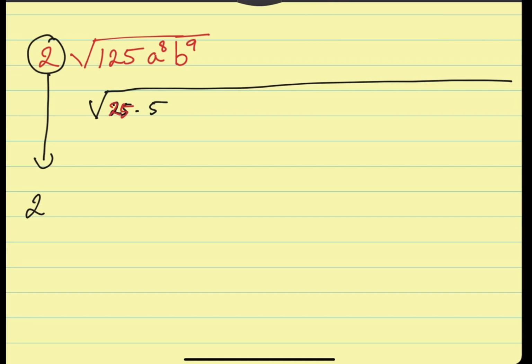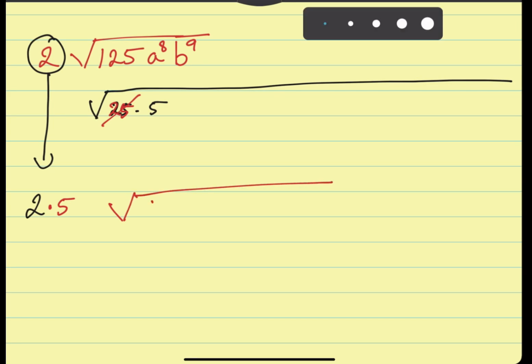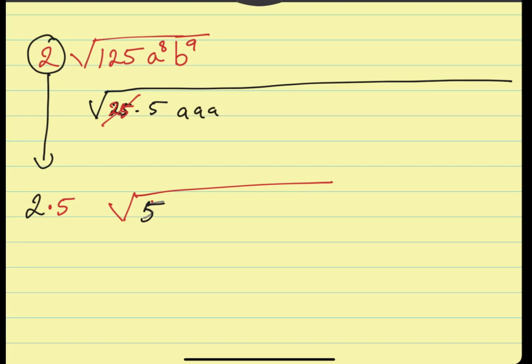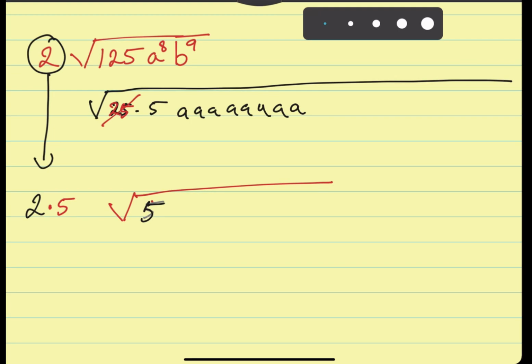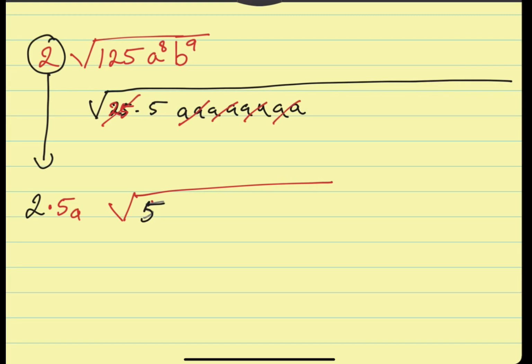And 25 goes out as what? 5. Times 5, yes. And guess what is left inside? 5. Now let's take care of the variables. 8 A's. Okay, now let's go. 1, 2, 3, 4, 5, 6, 7, 8. Now let's put them in groups of 2. 1, 2, 3, 4. A's to the power of what? 4.